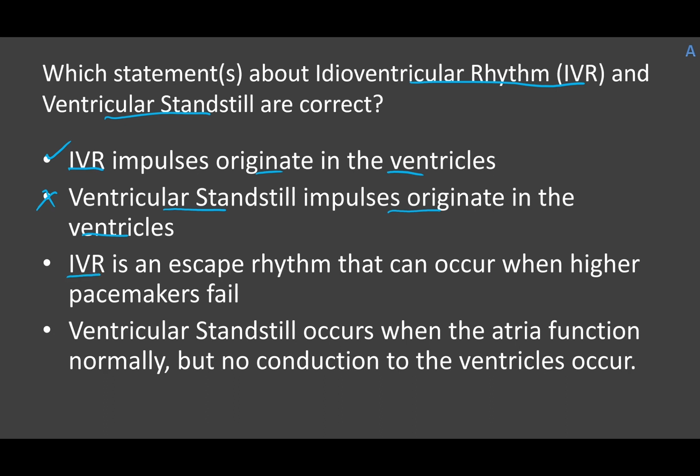Idioventricular rhythm is an escape rhythm that can occur when a higher pacemaker fails. That's really kind of the definition of idioventricular, or usually the cause of when it occurs. Last but not least, ventricular standstill occurs when the atria function normally, but there is no conduction to the ventricles. That is the definition of ventricular standstill. So there's your answers.